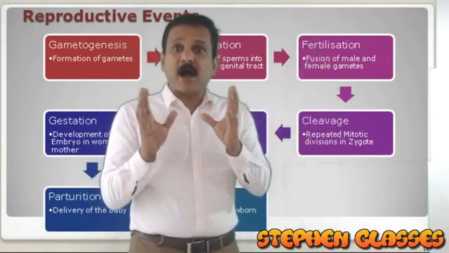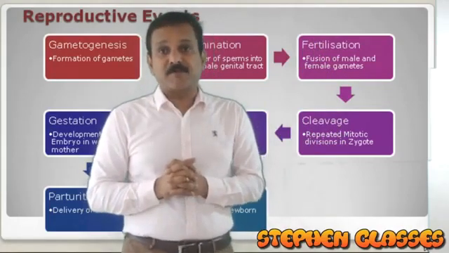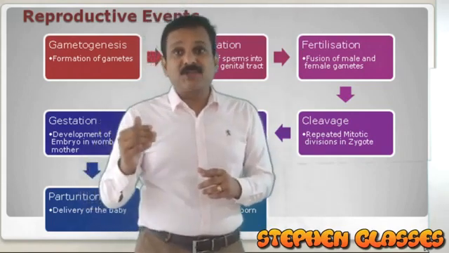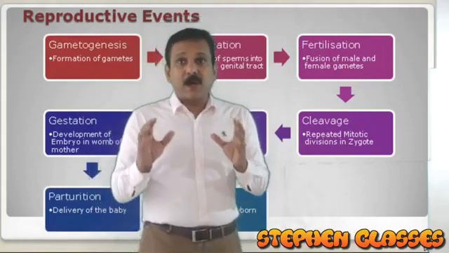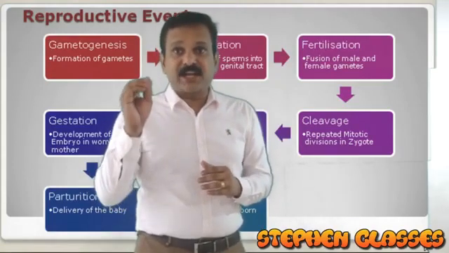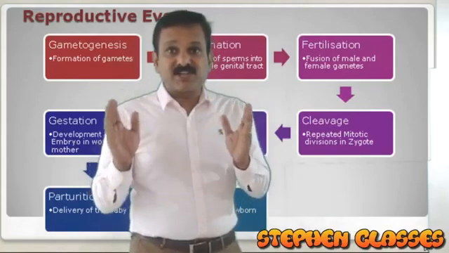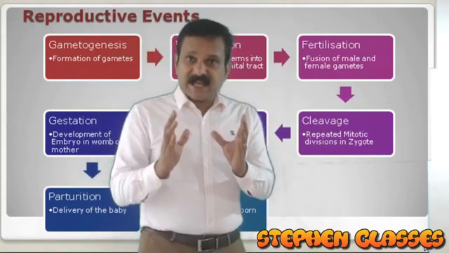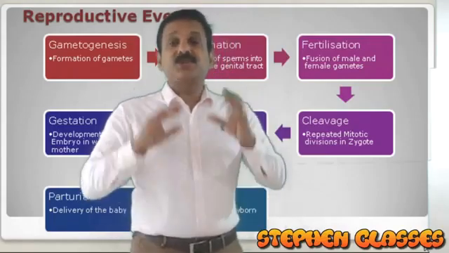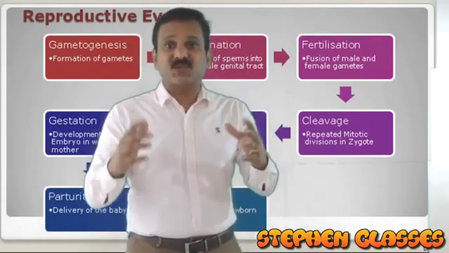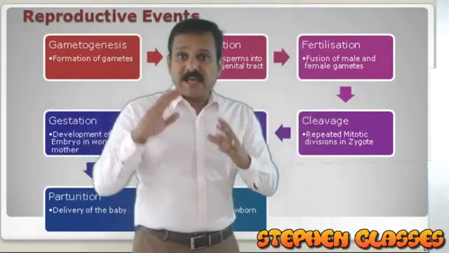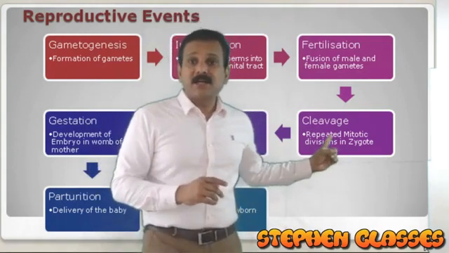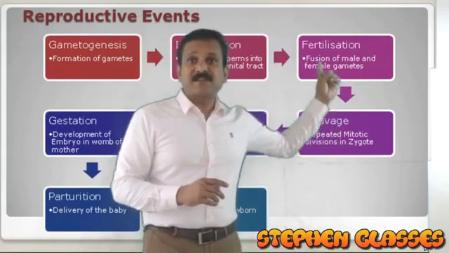And after fertilization, what is formed? A single cell called a zygote will be formed. And this zygote will undergo repeated mitotic divisions. Repeated mitotic divisions performed in the zygote is called cleavage. So now the single cell will develop into a 2-cell stage, then a 4-cell stage, then an 8-cell stage, 16, 32, 64, like that. So these repeated mitotic divisions happening in the zygote are termed cleavage. So this is the fourth event now.